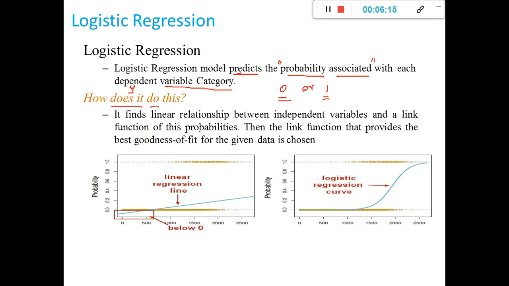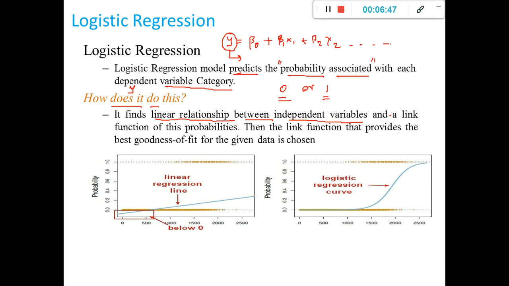So this is how it works. It first finds a linear relationship between the independent variables, that is the input variables, and then we get the y value, because my model looks like this: y is equal to beta naught plus beta 1 x1 plus beta 2 x2, and so on, right? So when I have such a model, what will I get? I'll get a value of y.